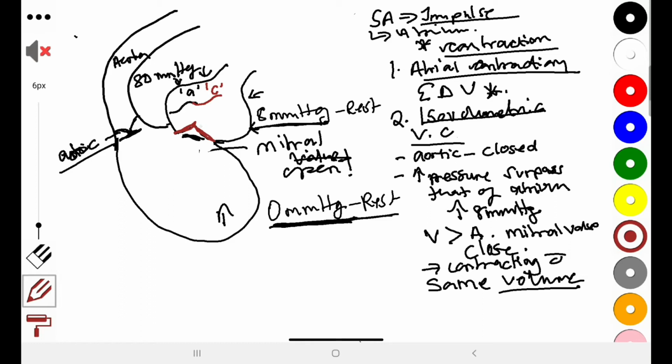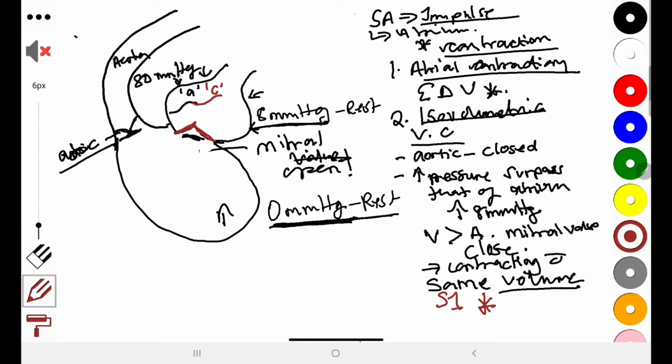It actually does make a sound as it closes, and this sound is known as S1. As the mitral valve closes, it makes the first heart sound, and this heart sound is known as S1.